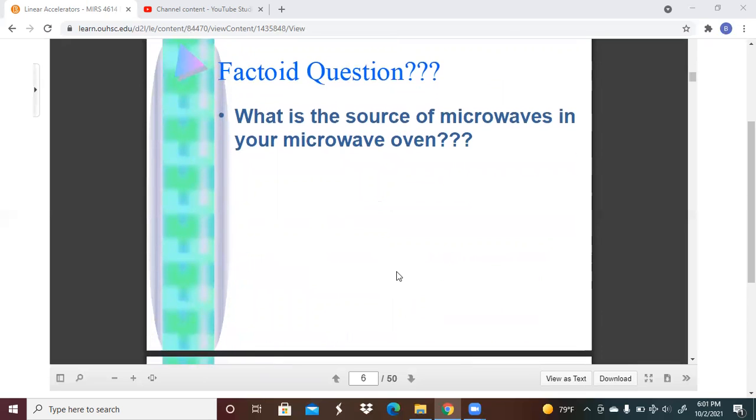So what is the source of microwaves in your microwave oven? Take a guess, think about it.